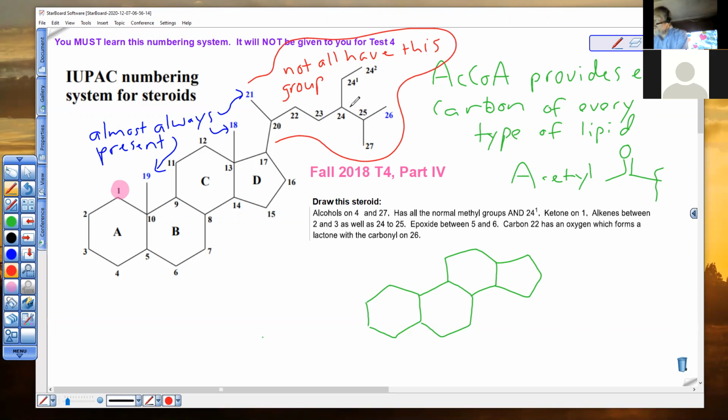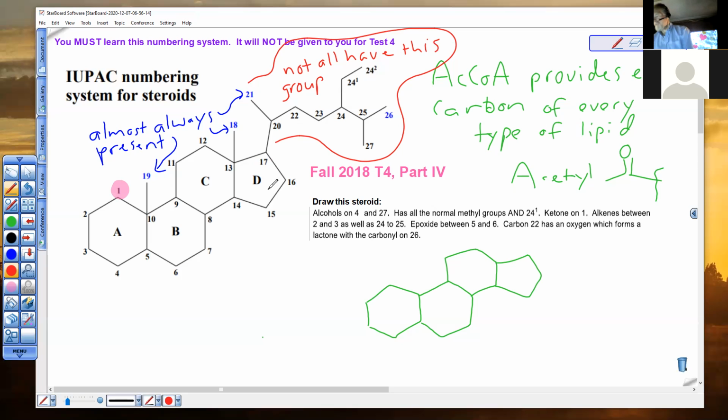It's incredibly rare to see 24-1 and 24-2, but a few steroids do have them. Generally, you won't hear discussion of those. But I hope you see terpene patterns in here because that's how steroids are made. And where else are we going to go from here other than just moving on?